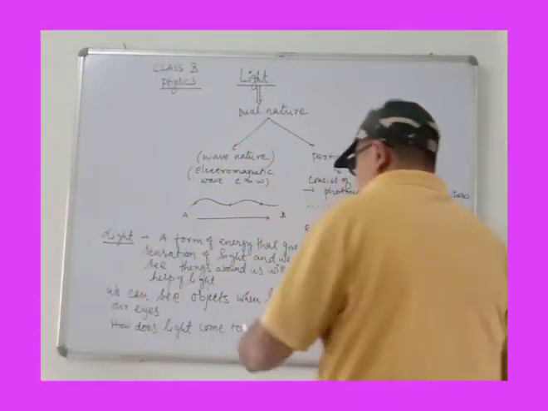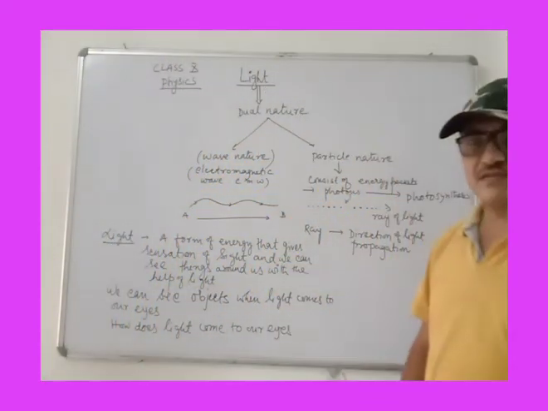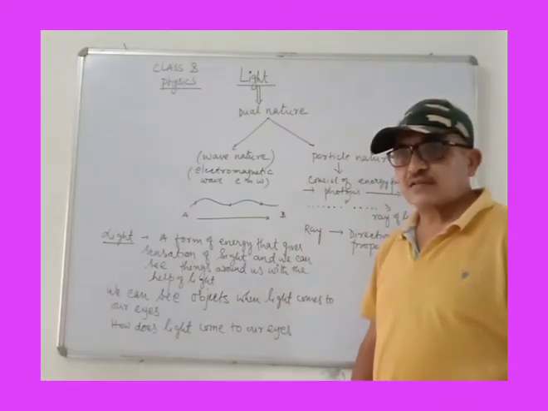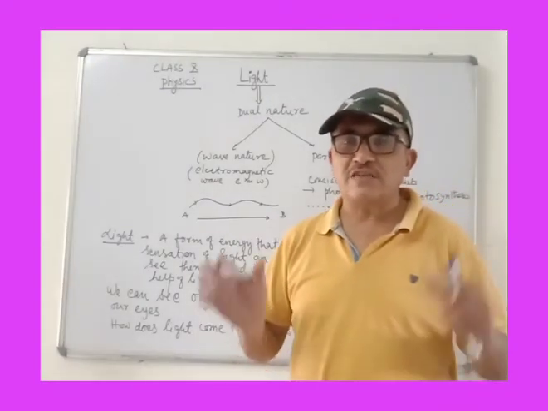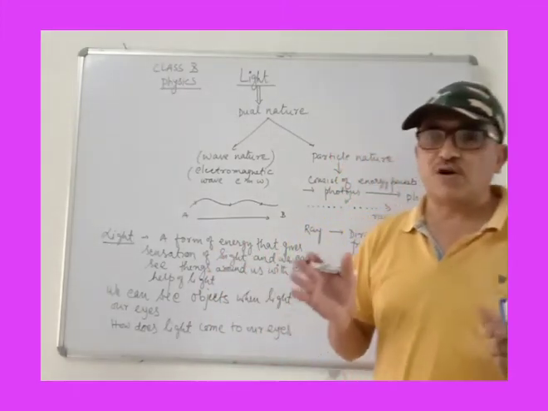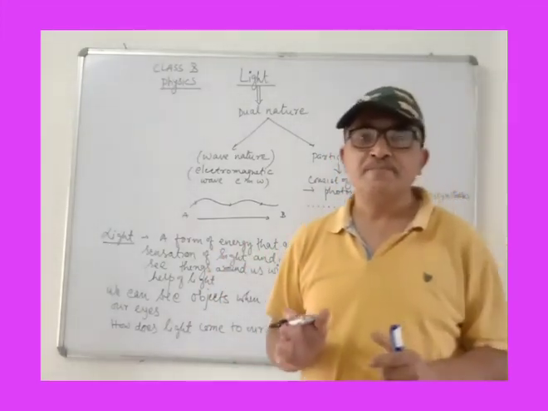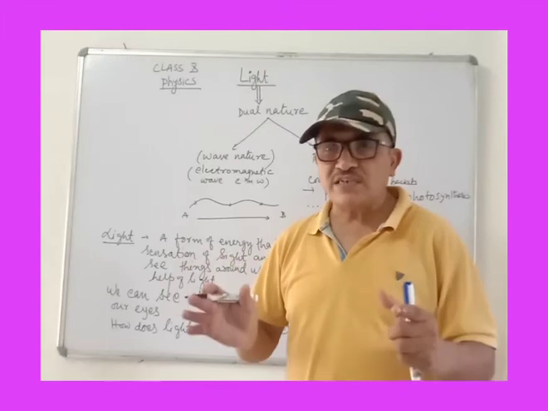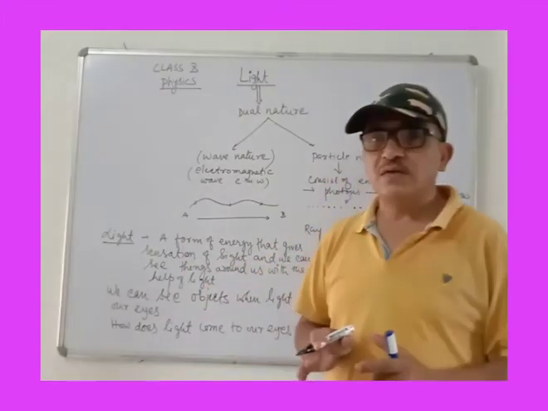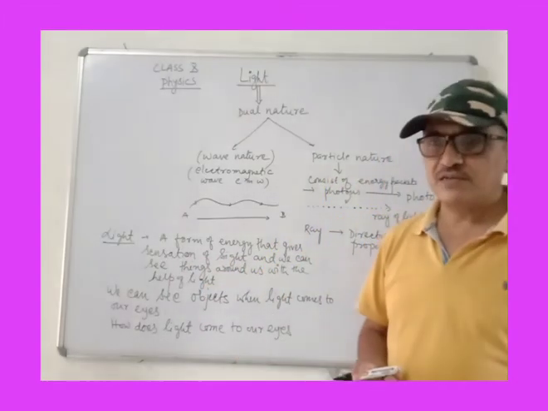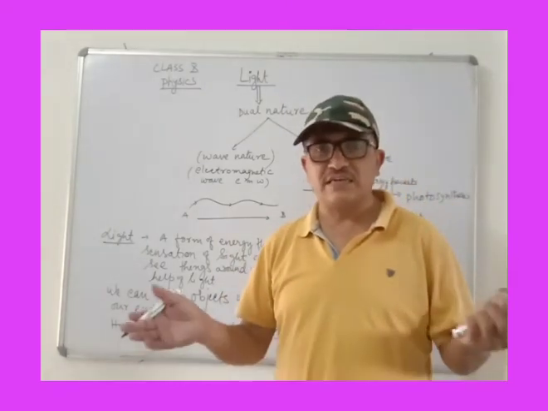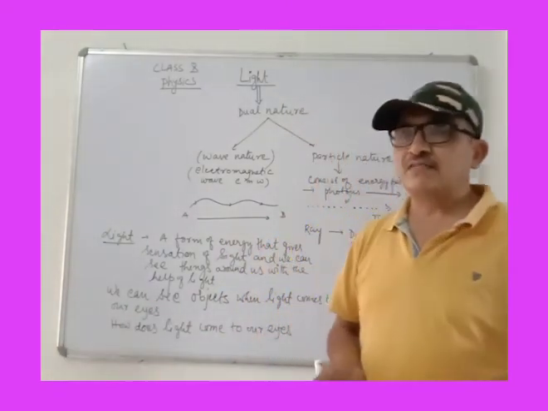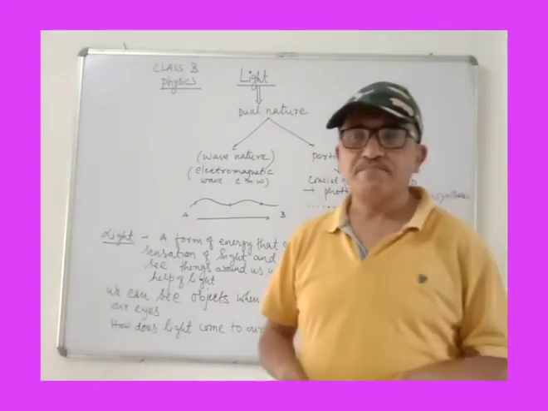How does light come to our eyes? There are two kinds of objects as far as the properties of light is concerned. One object is luminous body, another is non-luminous body. Luminous bodies are those which have their own light, like electric bulb, candle, sun, tube light.